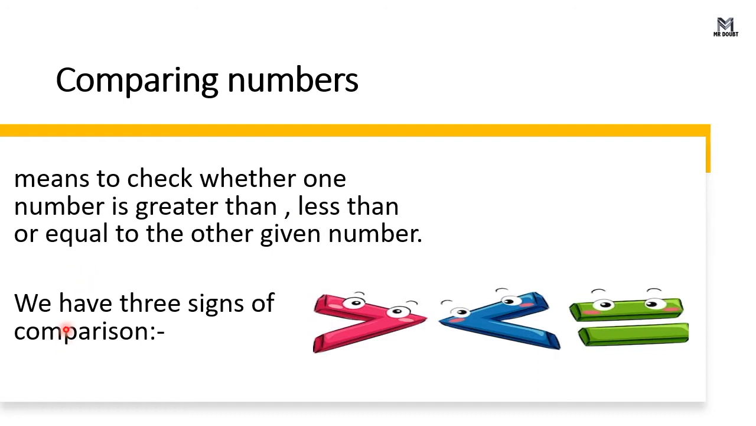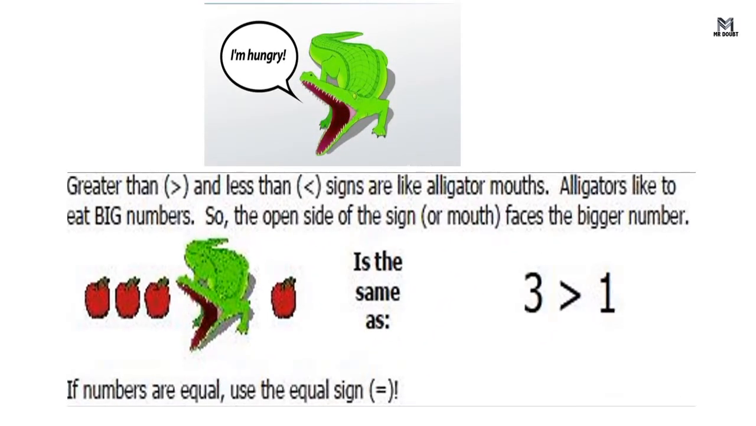Now we have three signs of comparison. Right, this is the sign of greater than, this is less than, and this is equal to. You have done these signs in previous classes, so it's nothing new. But there is one story about these signs. It's a very interesting story of a hungry alligator.